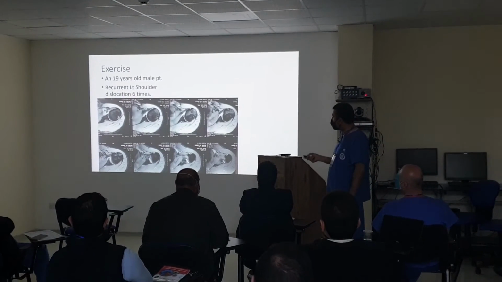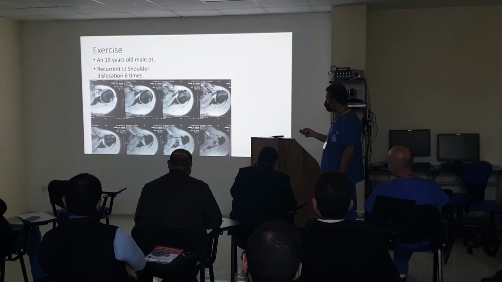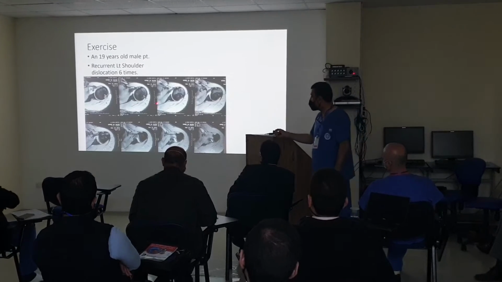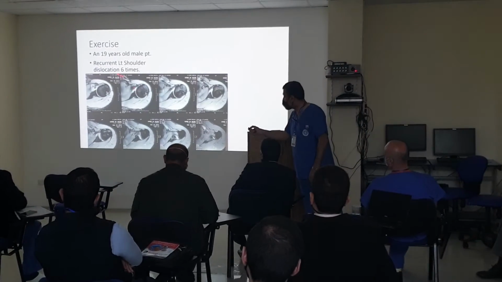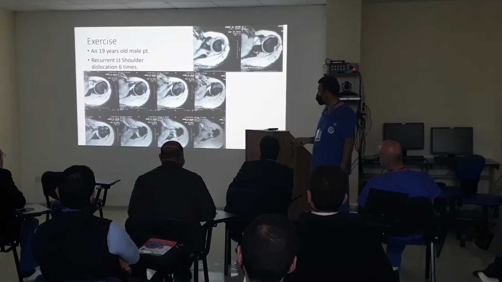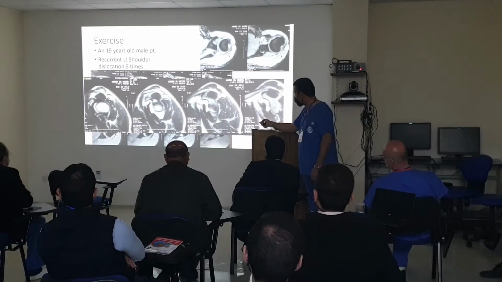Let's make this test. This is a patient presenting with recurrent dislocation. What can you see from the MRI? Maybe here a Bankart, I don't know. Let's see here, Hill-Sachs lesion. And if you see here the MRI, there is not much glenoid defect.